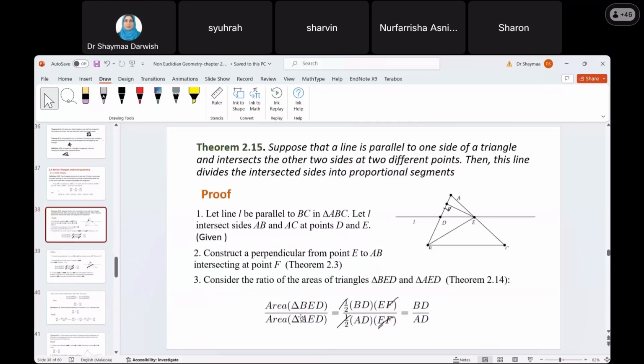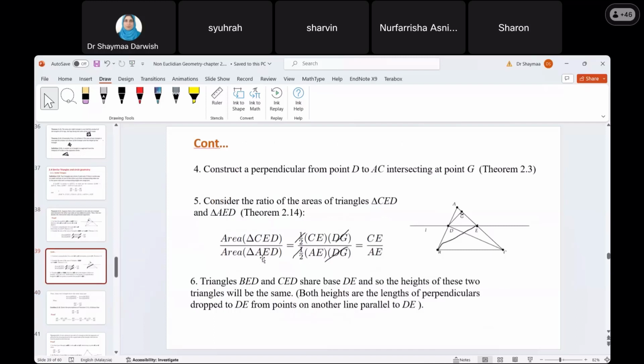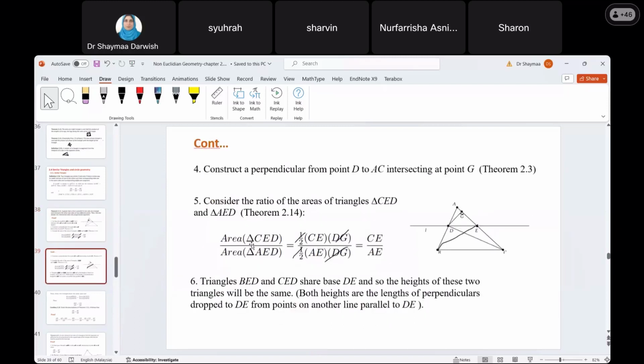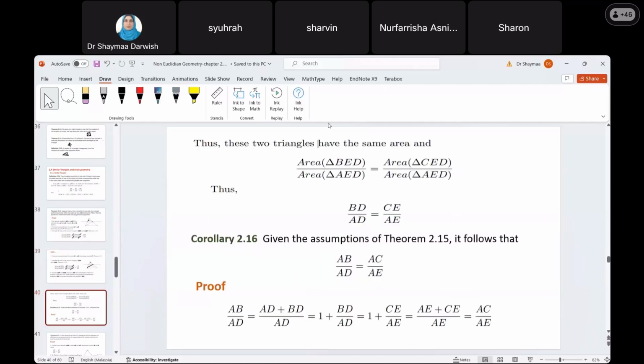So look back again here. I have this triangle BED over AED. The second one is CED over the same triangle AED. The triangle AED is the same for both ratios, but here I have the triangle BED and here the triangle CED. If I can prove they have the same area, then the ratio will be equal to the previous ratio. So what we prove is that the area BED equals the area CED.